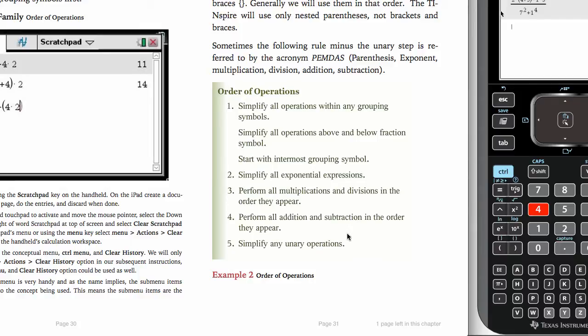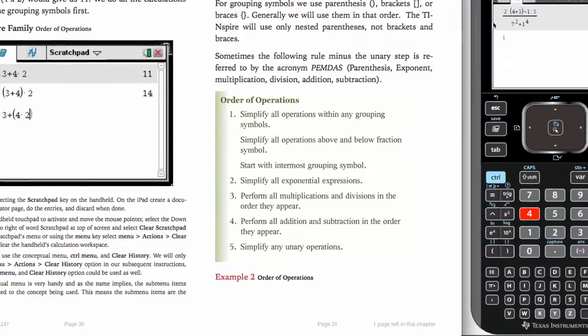Now the last step here, listed up here, is simplifying any unary operations. So what we mean by a unary operation is an operation like absolute value, or an operation like square root, where only one number is involved.